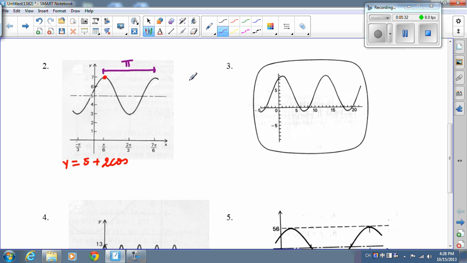Now, to find your b, you will say 2 pi over b, b being pi. So apparently, the period, 2 pi over the period. The period is pi, 2 pi over pi is 2. So here I will have 2. And inside the parenthesis, because I'm dealing with x, I will say x. And I need to find out what was my horizontal shift. And the horizontal shift here is pi over 6. So I will put minus pi over 6 because it moved pi over 6 to the right.